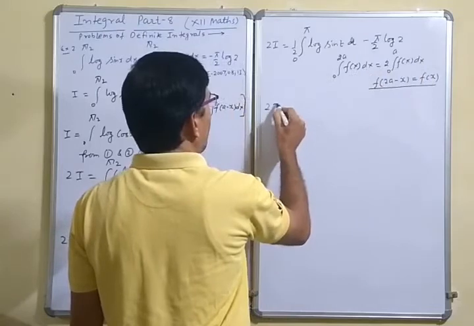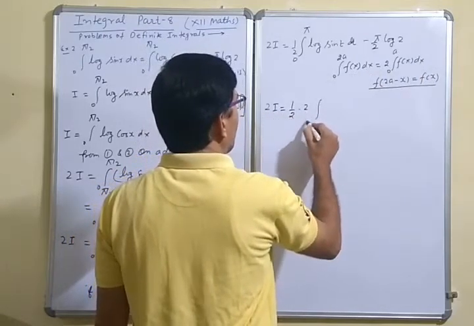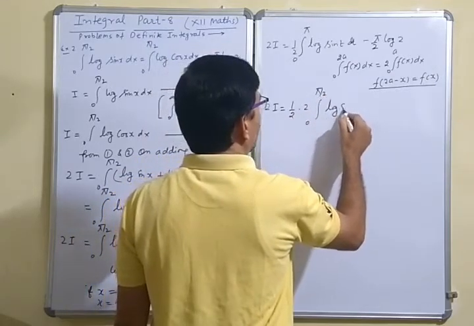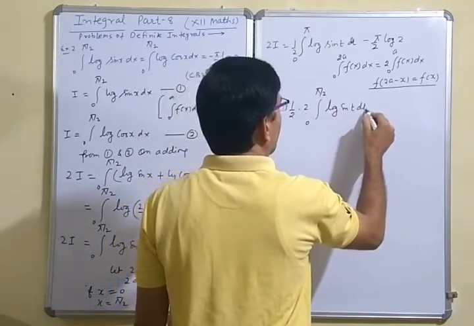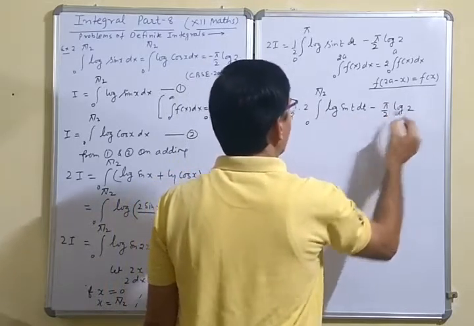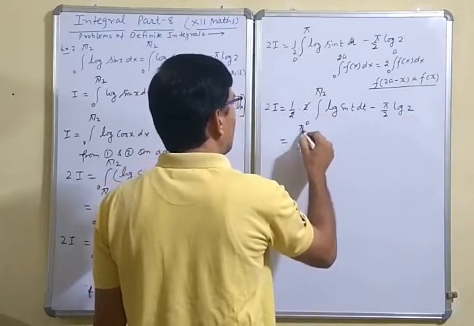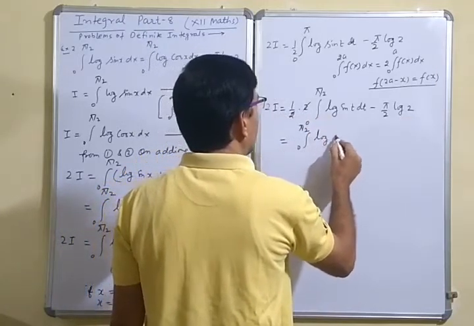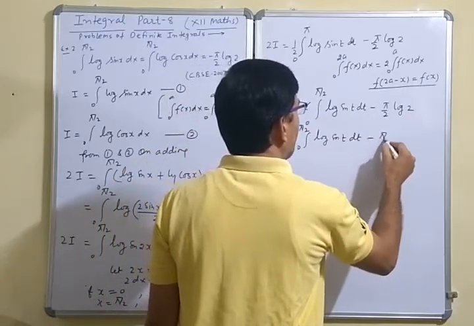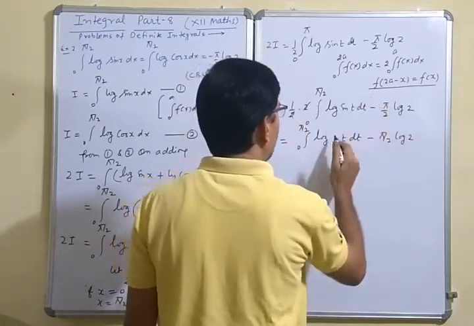So what we can write, 2I is equal to half times 2 times, now the limit is 0 to pi by 2, log sin t dt minus pi by 2 log 2. The 2 cancels out. So this becomes the integral from 0 to pi by 2 of log sin t dt minus pi by 2 log 2.